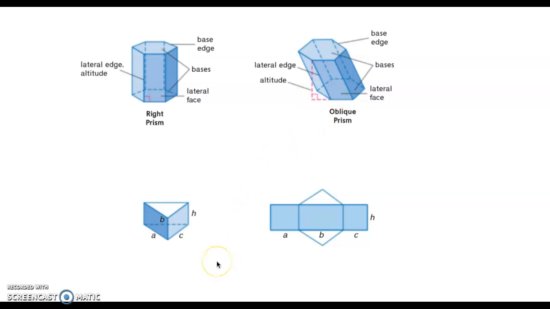At the bottom, we have two triangular prisms. It's actually the same triangular prism, just looking at it in two different ways. In the first one, you can see the shaded lateral surface area. And on this one, laid out, you can see the shaded lateral surface area.